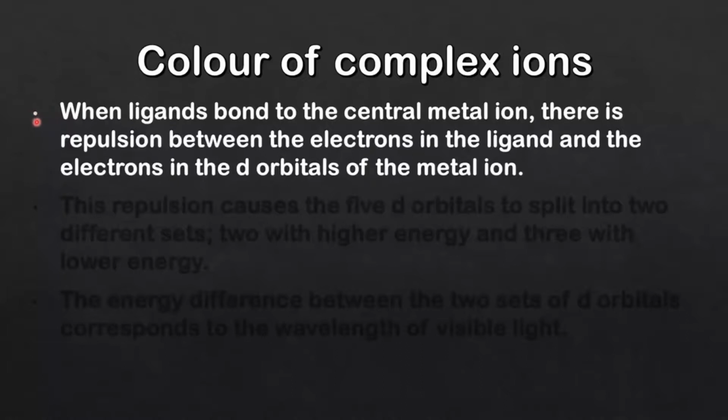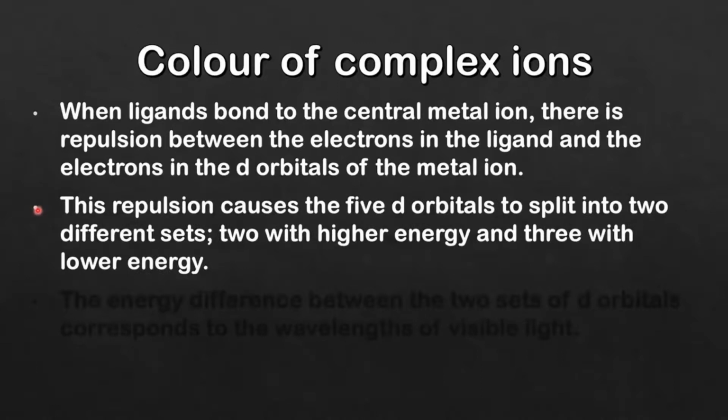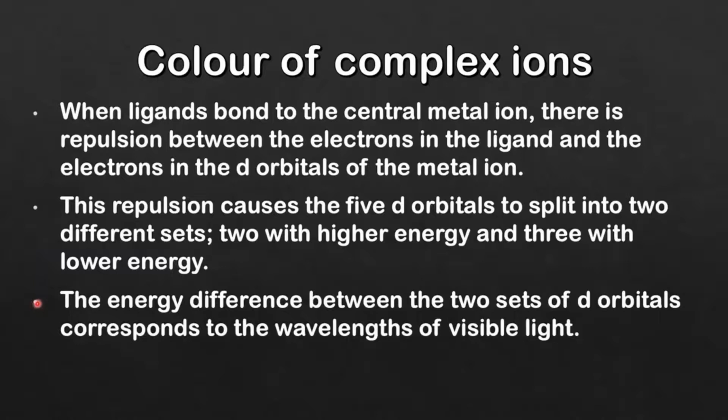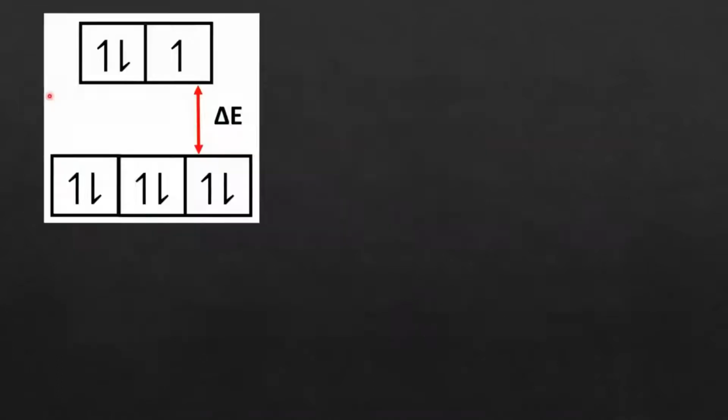So when ligands bond to the central metal ion, there is repulsion between the electrons in the ligand and the electrons in the d orbitals of the metal ion. This repulsion causes the five d orbitals to split into two different sets, two with higher energy and three with lower energy. The energy difference between the two sets of d orbitals corresponds to the wavelengths of visible light. Here you can see the d orbitals are split into two sets, two orbitals of higher energy and three orbitals of lower energy.